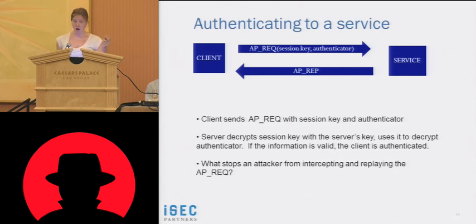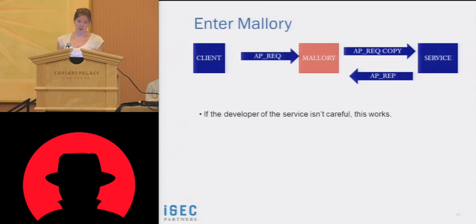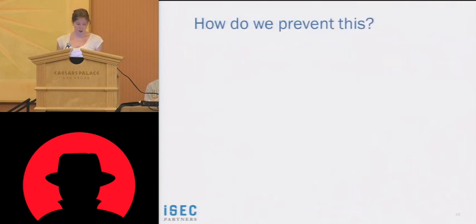But think about this. All the client has done to authenticate is send a request. So what's to stop an attacker sitting in the network from taking a copy of the request? Nothing, initially, from what we've talked about so far. Mallory, if no protections are in place, can take that request, send it on to the service, and authenticate as the user. If the developer isn't careful, this works. This requires developer care to prevent, and so we'll go into that. How do we prevent this?